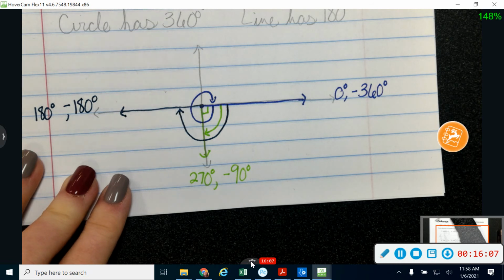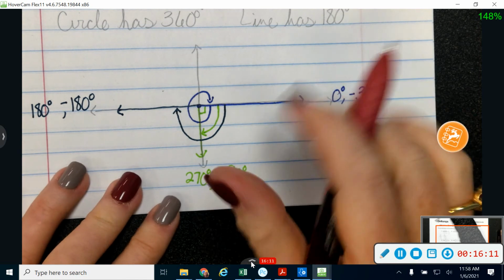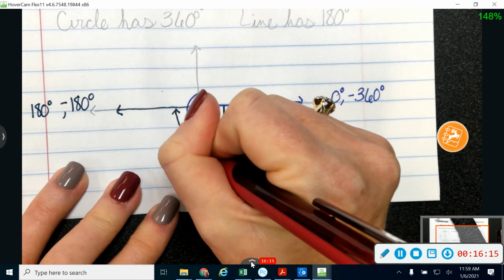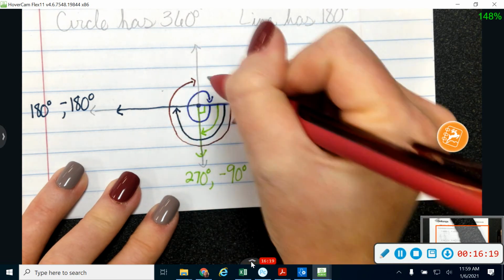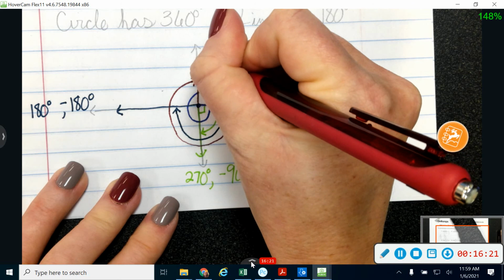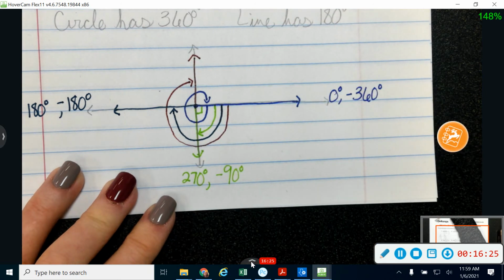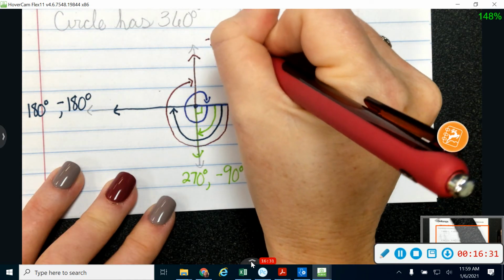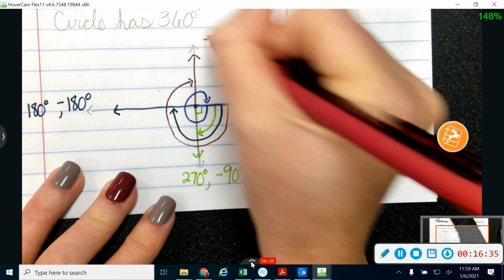All right, last one. Back to my crimson pen. This time I'm going to go from here, past 180, all the way around to here. What's that one going to be now that I've done it clockwise? That's right, good. Negative 270 is the same thing as 90.